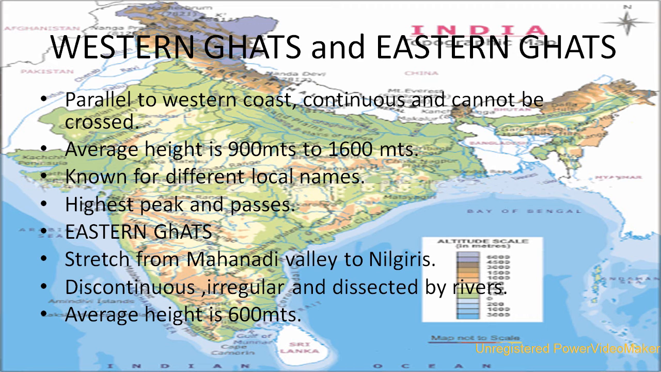Now, the Eastern Ghats. They stretch from the Mahanadi Valley to the Nilgiri in the south. They are discontinuous and irregular and are dissected by some major rivers of the south like Mahanadi, Godavari, Krishna and Kaveri. Their average height is 600 meters as the peninsular plateau is sloping towards the east. The highest peak of the Eastern Ghats is Mahendragiri with a height of 1501 meters. The Eastern Ghats mark the eastern edge of the Deccan Plateau.